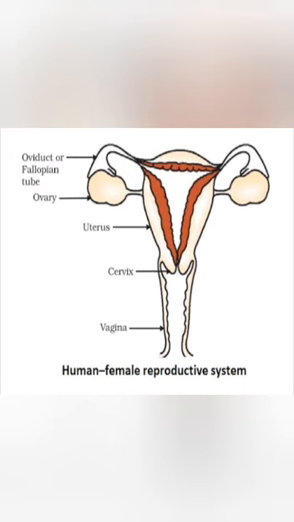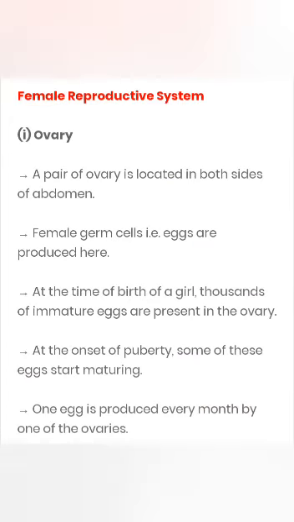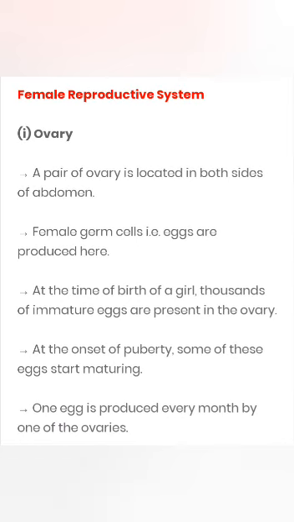When a girl is born, thousands of immature eggs are present in the ovary. When puberty is attained, that means the body gets maturity, some of these eggs start maturing. One egg is produced every month by one of the ovaries. If this matured egg is fertilized, it will be implanted in the uterus. If the egg is not fertilized, then the uterus lining will come out.